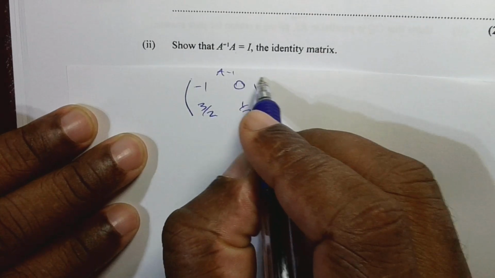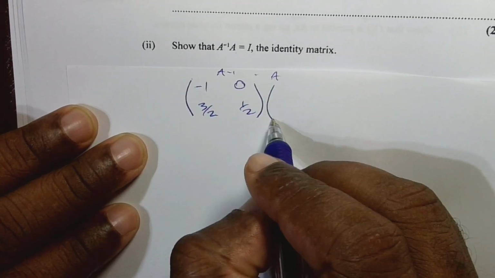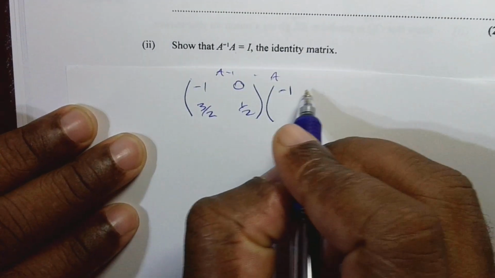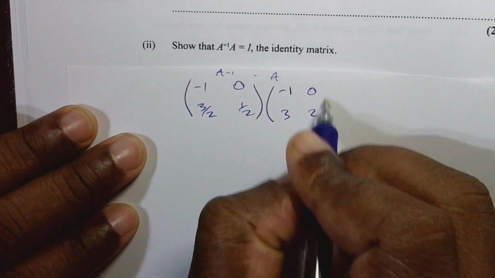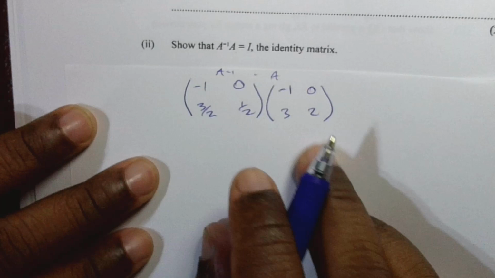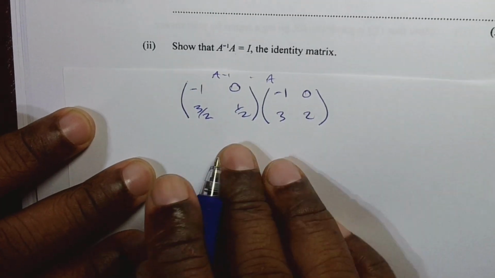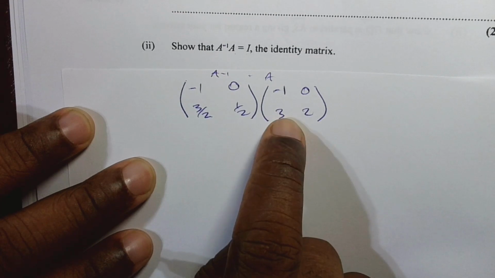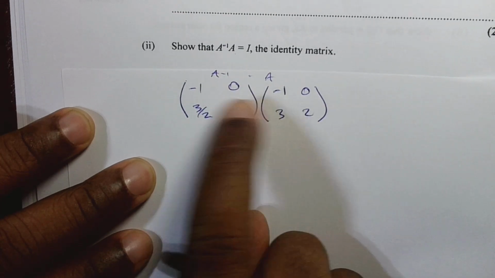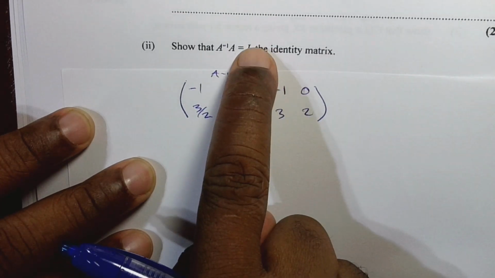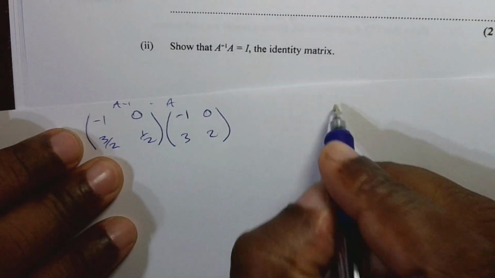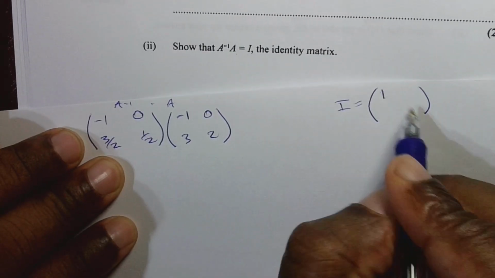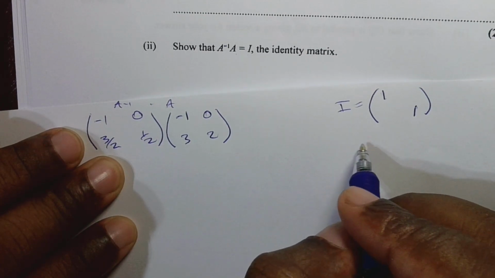And we're going to multiply it now by matrix A, which we were told is -1, 0, 3, 2, a 2 by 2 matrix with these components. When we're multiplying two matrices, we multiply row by column. Remember what they told us, that when we multiply these we should get I. I is the identity matrix, which is the 2 by 2 matrix with the leading diagonals being 1.